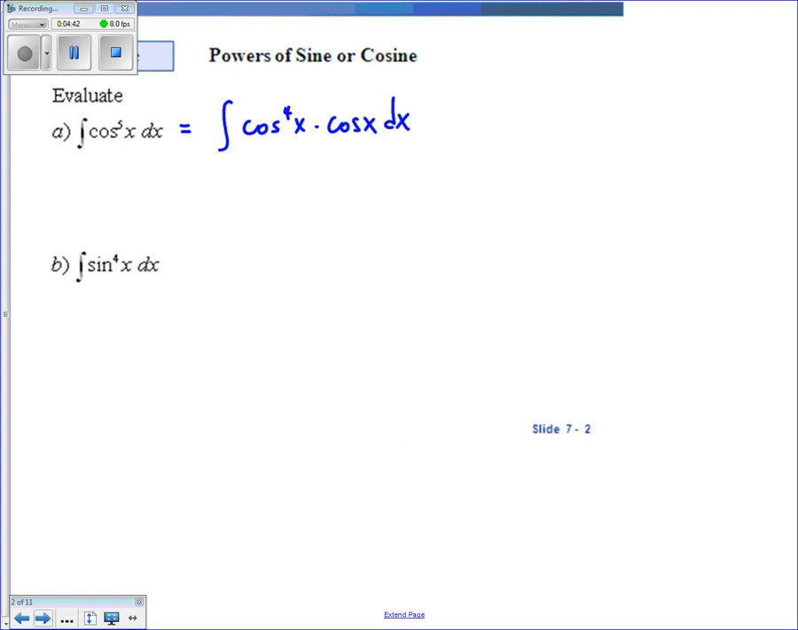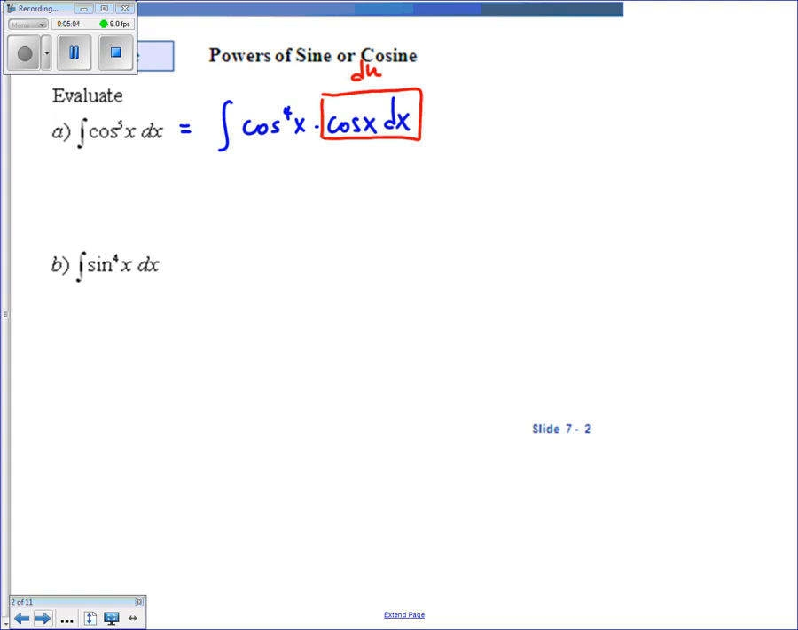That makes it easier for me to get ready for my u substitution. Now, this single sine or cosine with the dx is going to be your du, or part of your du. It may not be exactly the du. Worry about numbers and signs later, but this will be at least a portion of your du.